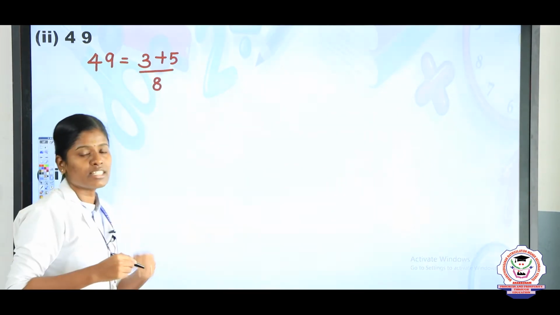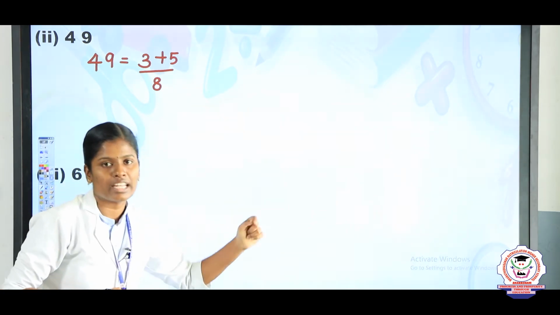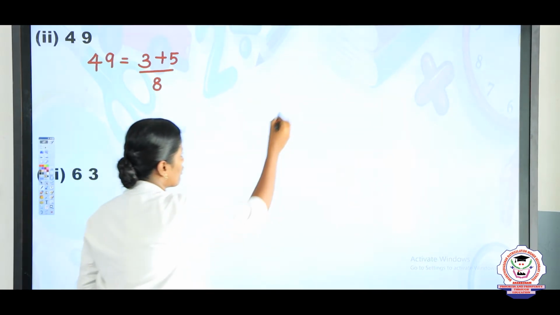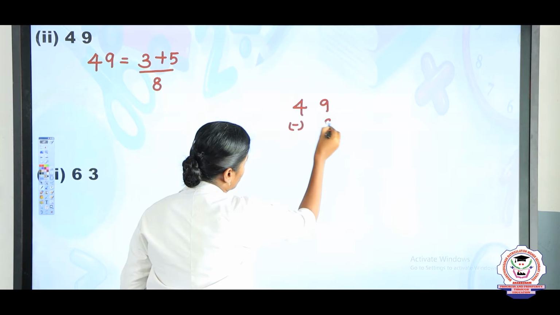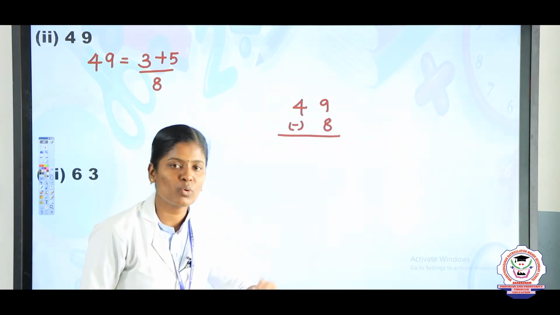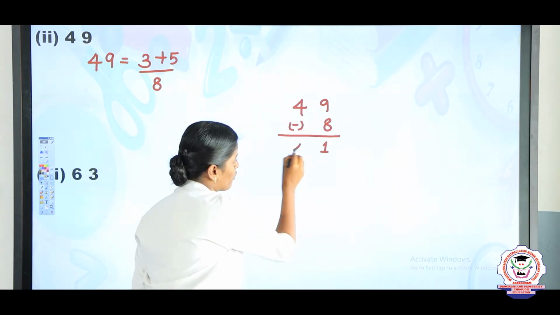The answer is 8. Now we are going to subtract: 49 minus 8. Then we will find the third number easily, right? Take 49 minus 8. Now you take 9 minus 8. What is the answer? The answer is 1, and then 4.